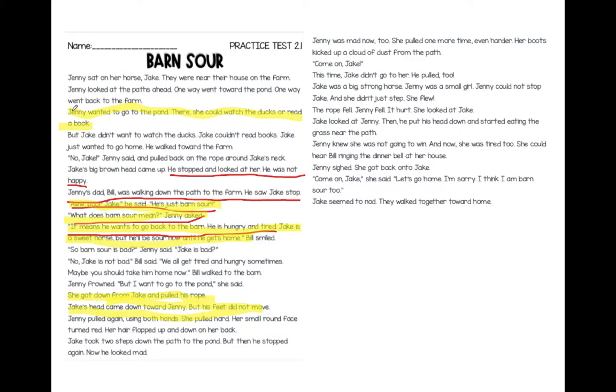in the beginning, we see that Jenny wanted to go to the pond. That happened in the beginning. In the middle, she asked, what does barn sour mean? And in the end, she tried to pull his ropes to make him go, but she couldn't. So let's match it up.